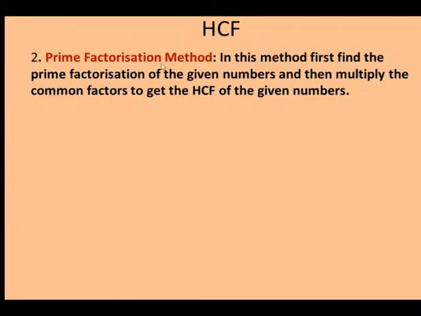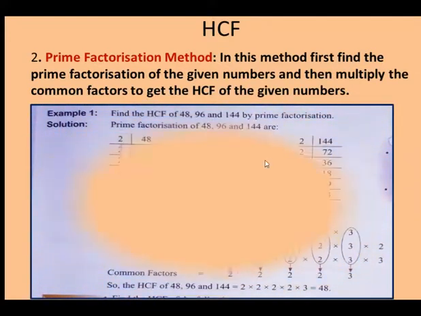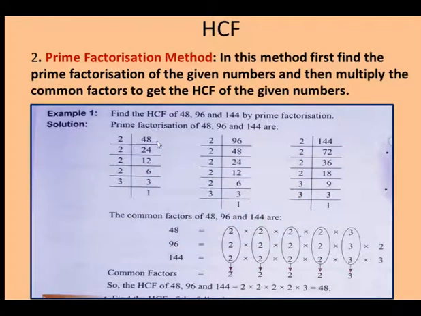Then we have the prime factorization method. In this method, first find the prime factorization of the given numbers and then multiply the common factors to get the HCF. Here I have taken an example again. We have taken 48, 96 and 144. Now we find the prime factors of these numbers separately: the prime factors of 48, then of 96, and of 144.